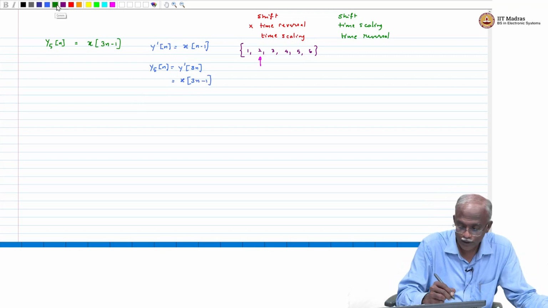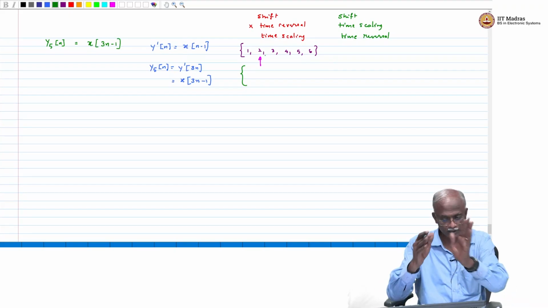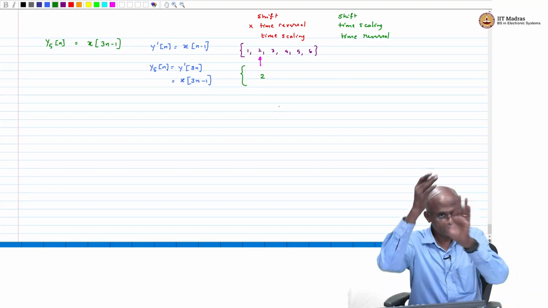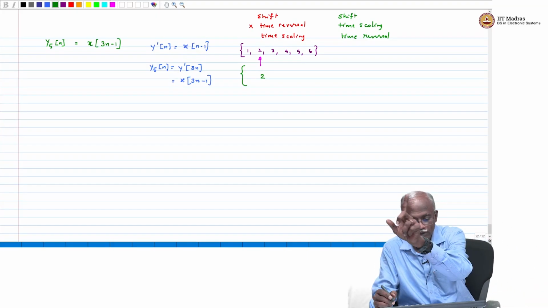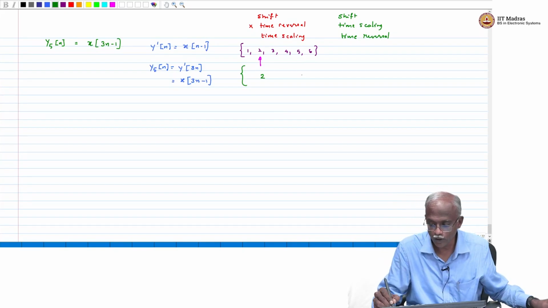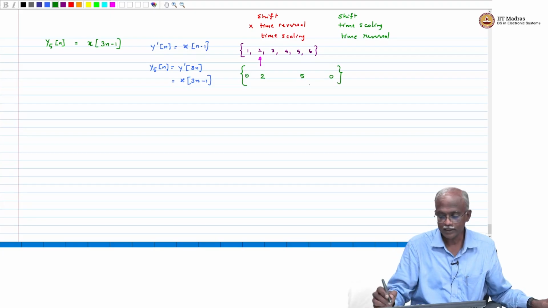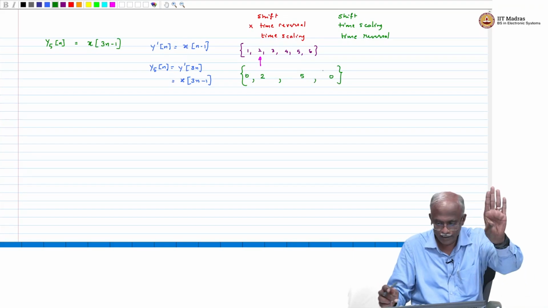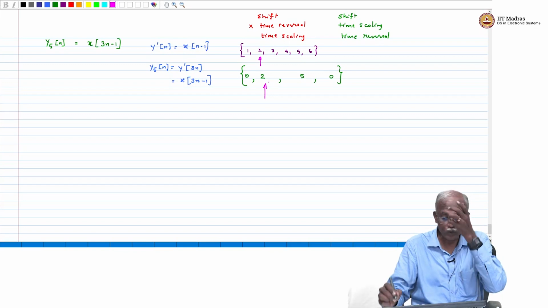So what you're going to do is a time scaling operation on this sequence, y prime of n. 2 will be retained, that's corresponding to index 0. The sample values 3 and 4 are gone. The next non-zero sample will be 5, and after that you will get zeros on both sides. So basically there's nothing in between here. The sample number 2 is retained, and the origin is here. This is the downsampled sequence.